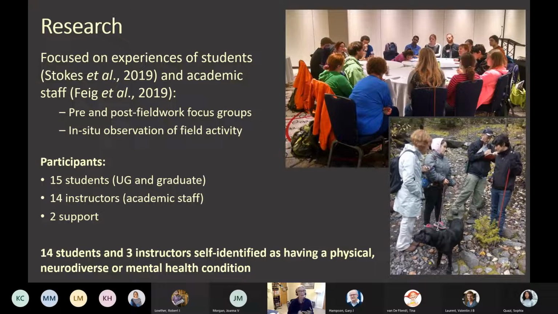a mental health condition. And by neurodiverse, what we mean is we use that term to refer to differences in the way that the human brain functions. So it's typically used in relation to conditions like autism, ADHD, dyslexia, dyspraxia. And we also had 14 academic staff, 3 of those declared a condition as well, and 2 support staff. So within our participant cohort as a whole, we actually had 60% who identified at the outset as having a disability. Interestingly, at the end, that number increased.